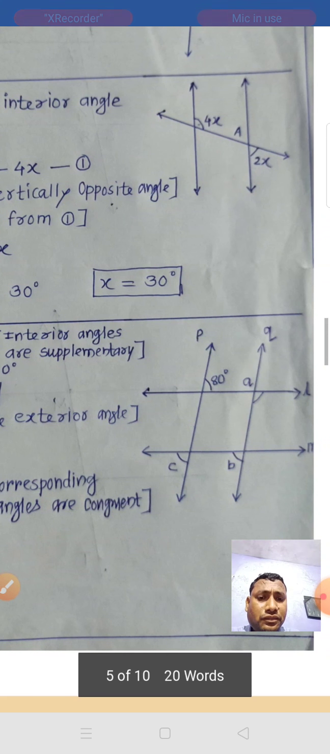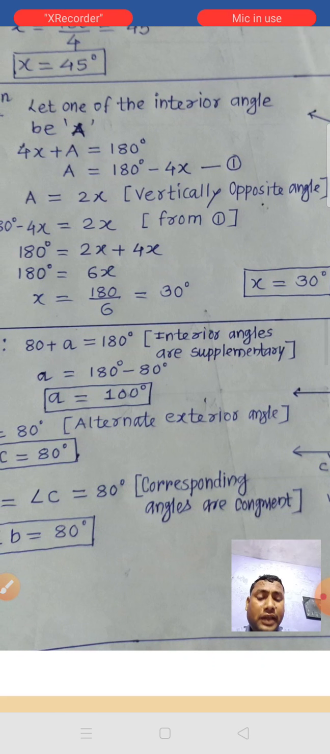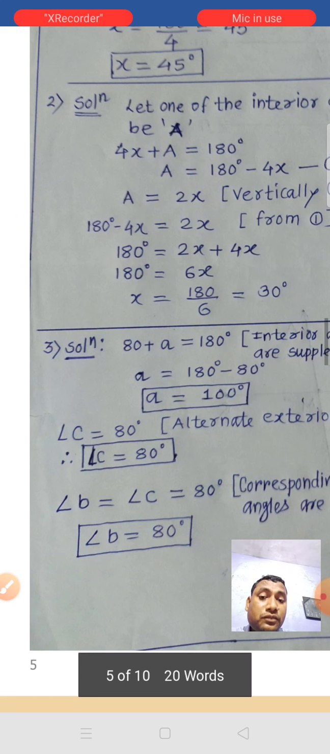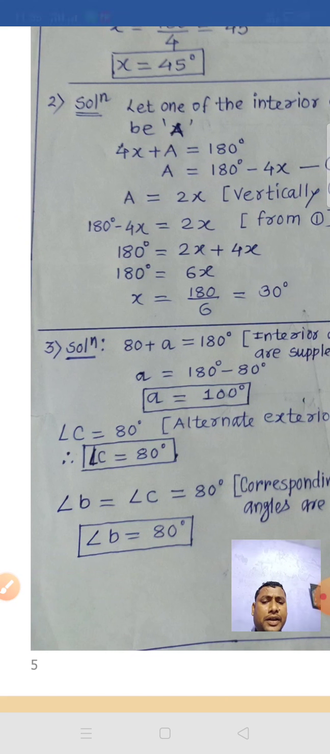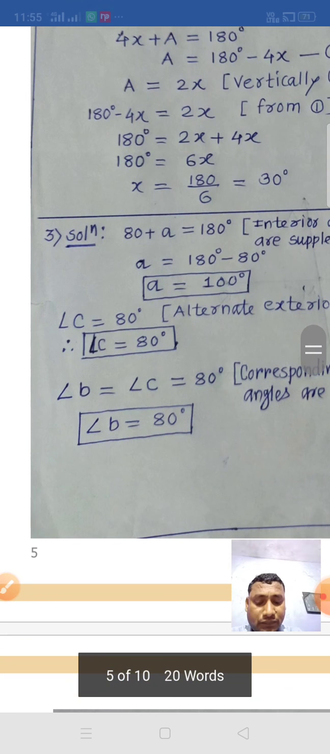Now B and C. See, students, B and C form corresponding angles. So therefore corresponding angles are congruent. So angle B equal to 80 degrees. Like that you will get angle A, angle B and angle C.